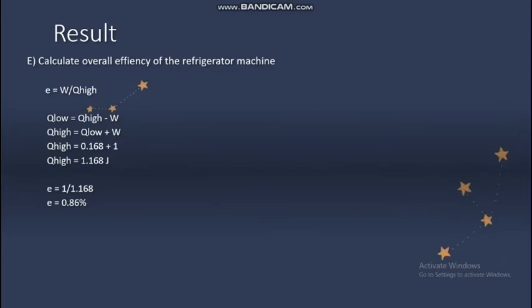The calculation for overall efficiency is by using the formula E equals W over Q high. As we can see, Q low we already calculated in part F. To get the value of Q high, we can use the formula Q low equals Q high minus W. The values of Q low and W we already have, so we can easily get the value of Q high. After we get the value of Q high, we can calculate the overall efficiency by using the formula.